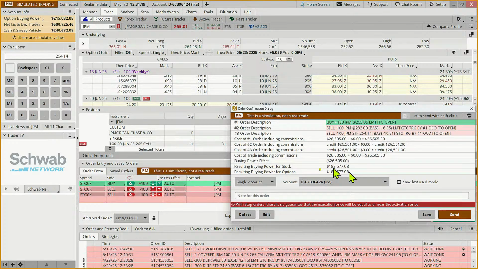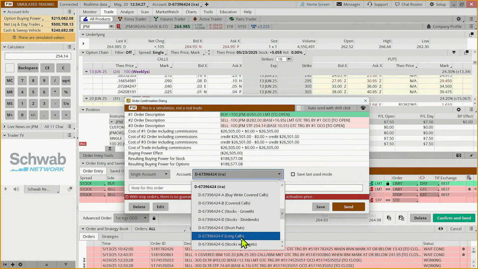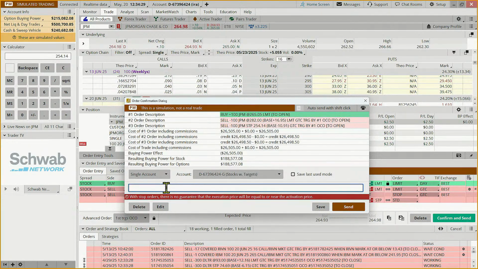Confirm and send. So we want to buy 100 shares of JP Morgan because we're bullish, and this is based on our flag pattern, and it's a stock with a target. We're going to compare this to the long call with the swing target. And this is a flag pattern entry and target. And this is just a note we're writing from ourselves to ourselves.